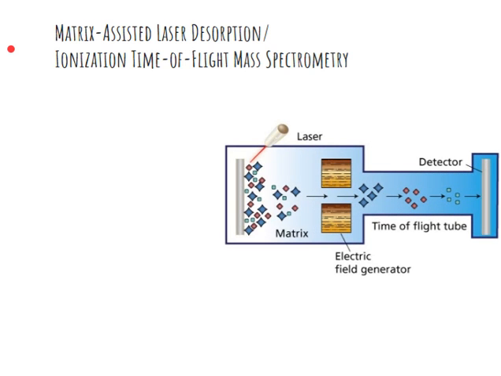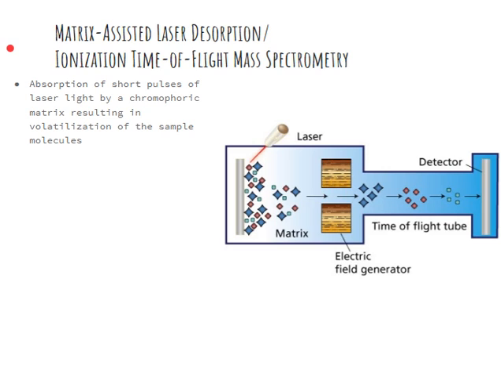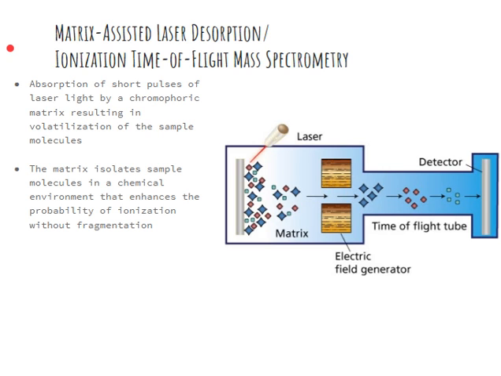Next is the matrix assisted laser desorption ionization time of flight mass spectrometry. Mass spectrometry is another technique widely used in proteomic analysis of cancer cells. A mass spectrometer generates multiple ions from the sample under investigation, which then separates them according to their specific mass to charge ratio, and then records the relative abundance of each ion type. As the generation of the sample ions is via the absorption of laser light by the matrix, it is also called matrix assisted laser desorption.